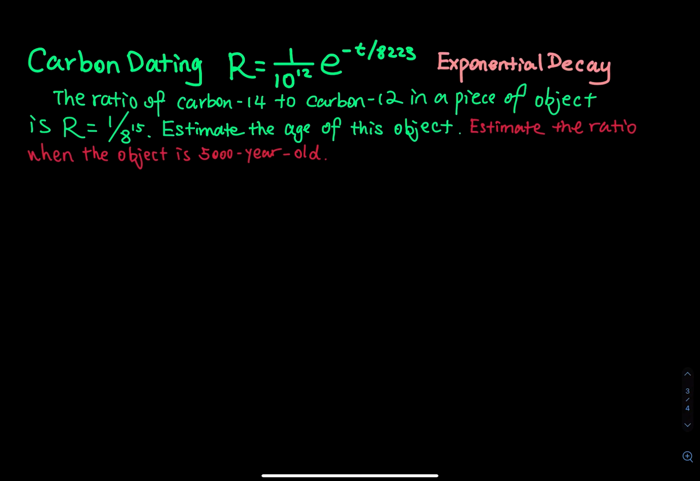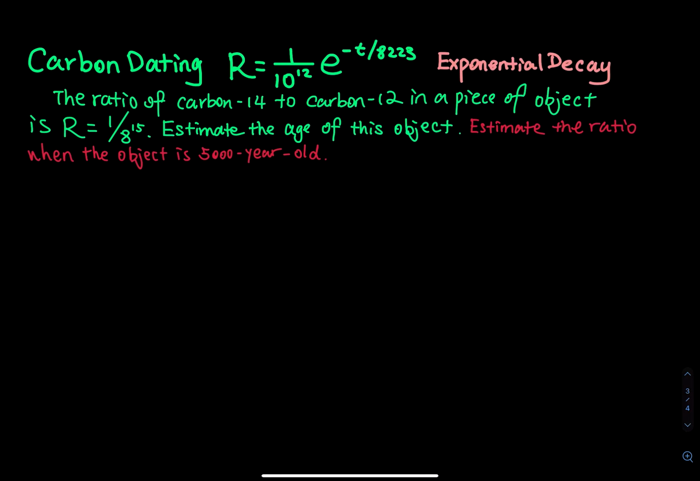The carbon dating model: R equals 1 over 10 to the 12 times e to the negative t divided by 8223. First of all, the 1 over 10 to the 12. When we were talking about exponential growth and exponential decay, I said that the number in front of the e is the initial population. In a carbon dating problem, the 1 over 10 to the 12 is the ratio of carbon 14 to carbon 12. So 1 carbon 14 is approximately equal to 10 to the 12 carbon 12.